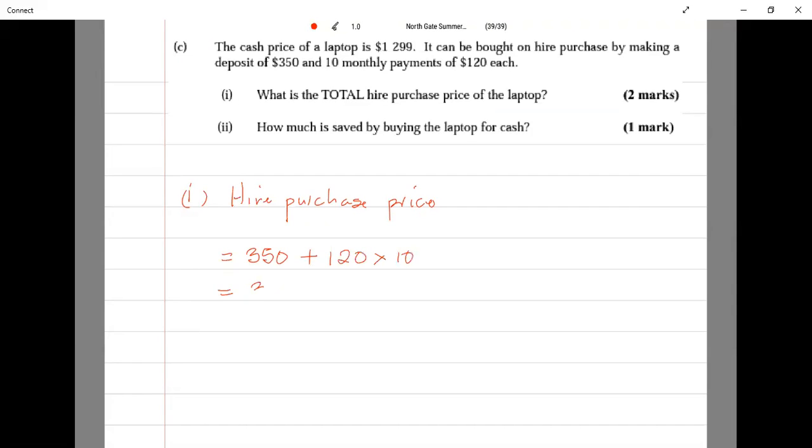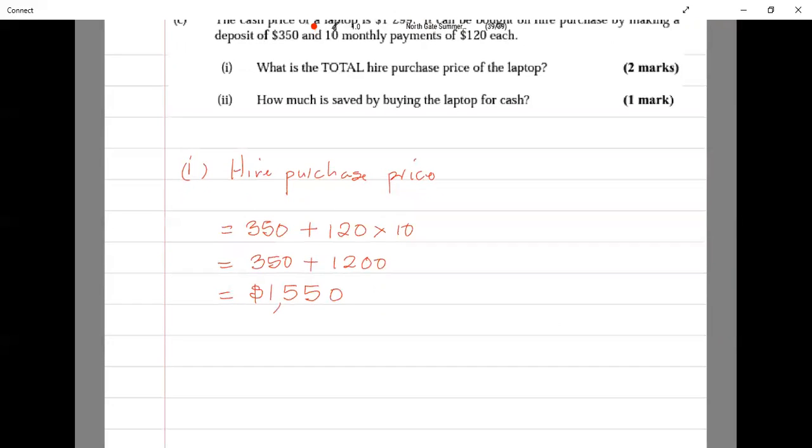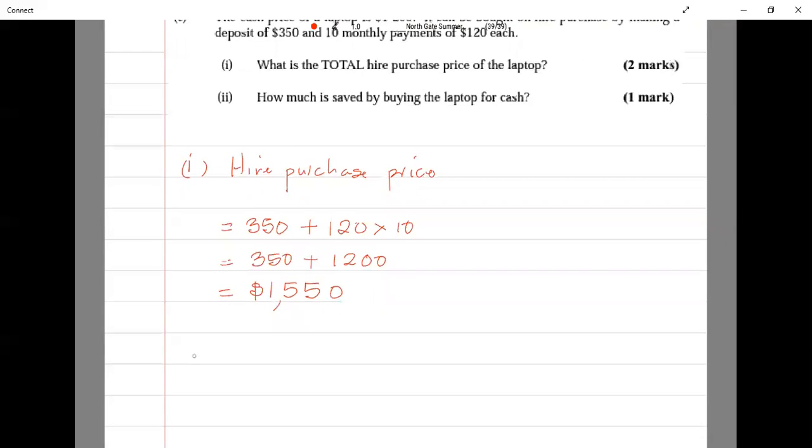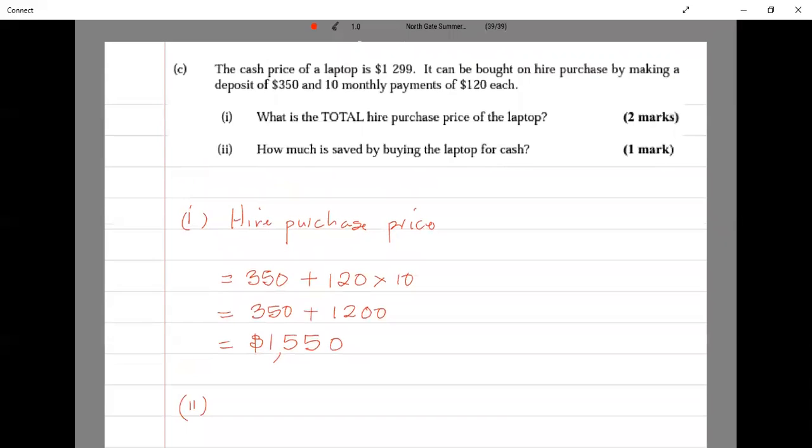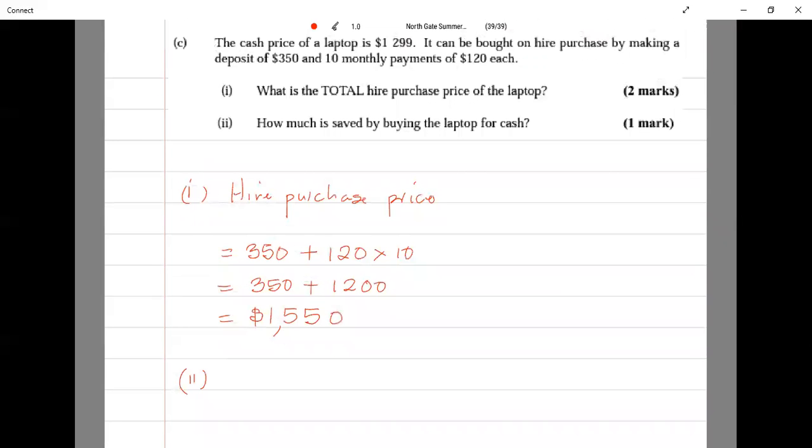So this becomes 350 plus 1,200. And so the hire purchase price is $1,550. The hire purchase price is $1,550. We're asked how much is saved by buying the laptop for cash. Well, that is easy. If you were buying the laptop for cash, you'd pay $1,299. If you're buying it on hire purchase, you'd pay $1,550.